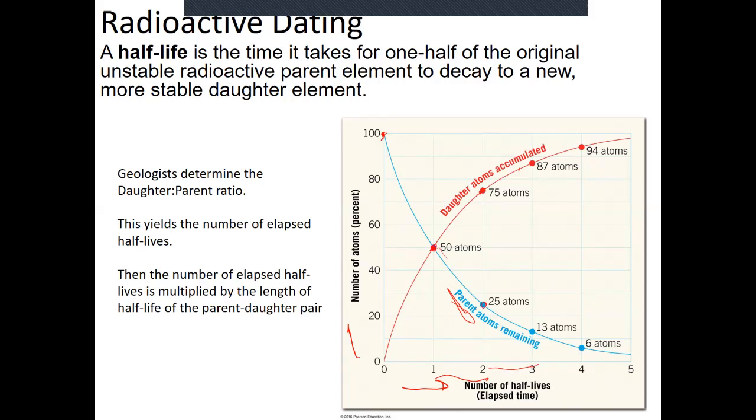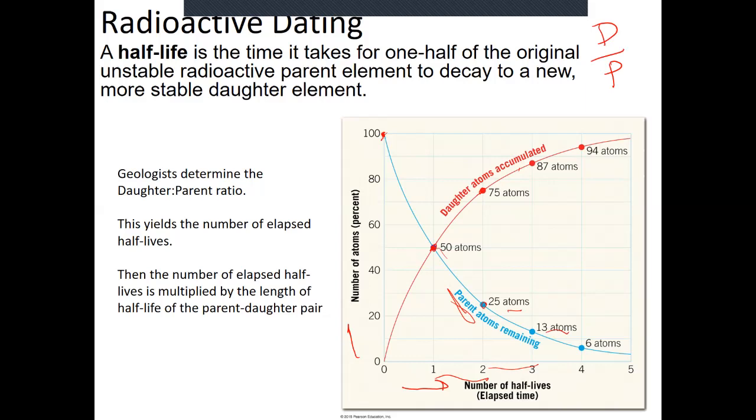After another half-life, half of 25 decays. Now this is in atoms. You can't have half of an atom, so 12 and a half, so it rounds up to 13 atoms. And the 12.5% that decay away, they become daughters. So you see, after each half-life, half of the remaining parent decays away and becomes daughters. So if we look at the ratio of daughter to parent, that tells us how many half-lives have elapsed.